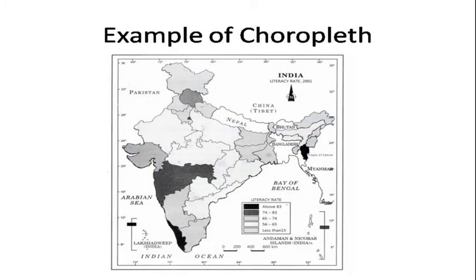This is another example of the choropleth method, in which it shows the literacy rate of India in 2001. Now, from this map, we can easily assess that Kerala and Mizoram have the highest literacy rate in India in 2001, and the shade is decreasing as in Maharashtra, then in Himachal Pradesh, and then in Rajasthan, Madhya Pradesh, Uttar Pradesh, Chhattisgarh. Odisha has the lowest literacy rate in India in 2001.